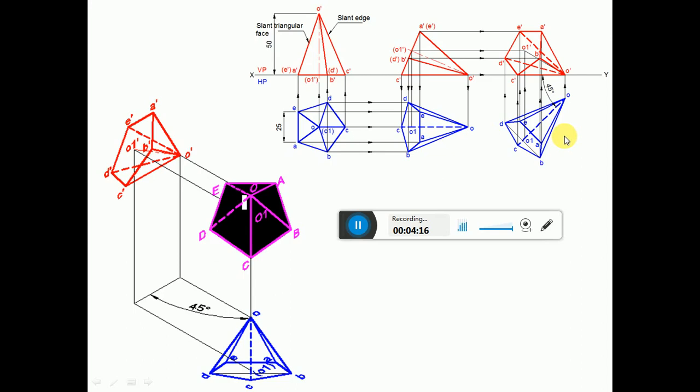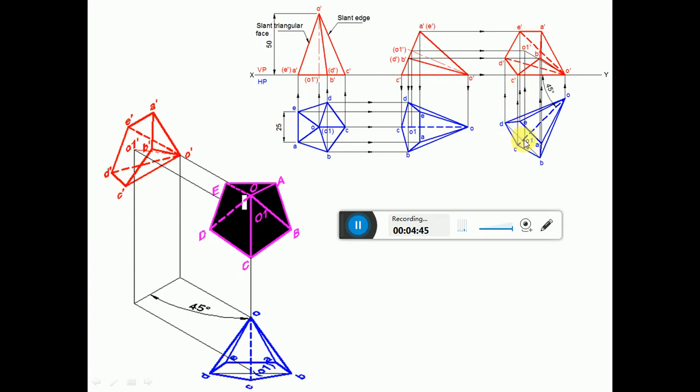Then we need to draw the front view. So draw a vertical projector from O to the XY line and draw a horizontal projector from O dash, which is on the XY line. Both will intersect at this point. So you got O dash. Then similarly you draw a vertical projector from C to the XY line, whereas C dash is on the XY line, to meet at this point, so that you get this point C dash.